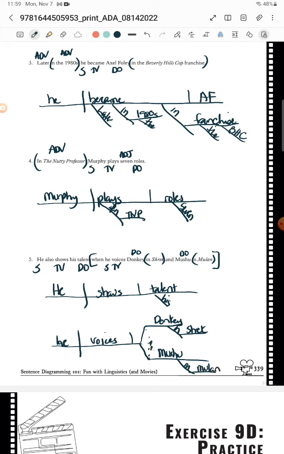And then we have an "and," right? And then we have a when. Verb to verb because it's an adverb. Telling me when, literally, right? All right, and that has been exercise 9C.